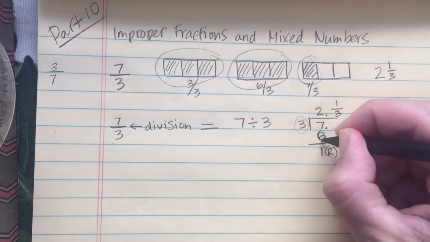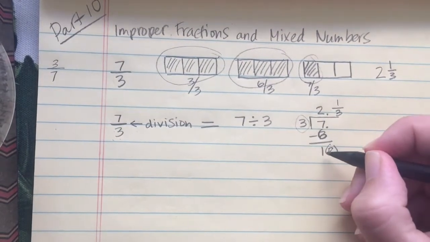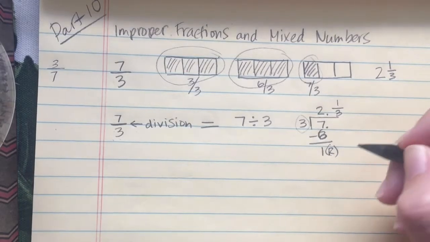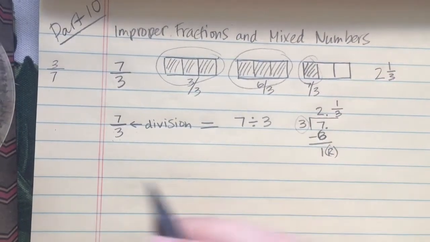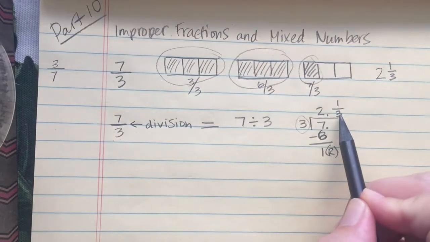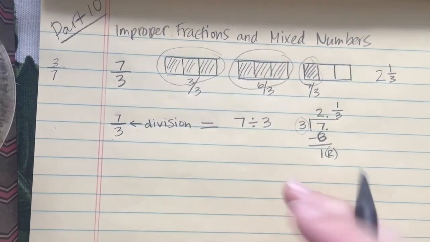2 times 3 is 6. 7 minus 6 is 1, which is your remainder. That becomes your numerator, and the denominator stays the same. Okay? Let's do another one.